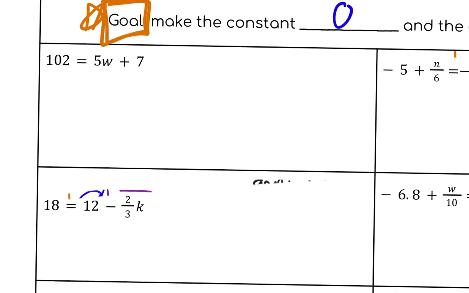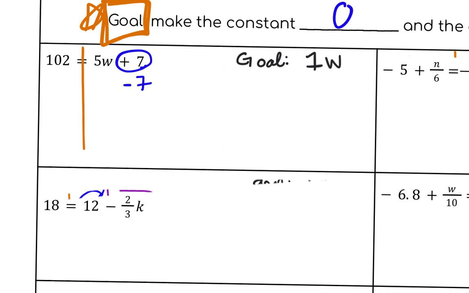So starting with this one, 102 equals 5w plus 7. Our goal is to get a +1w, get the variable on the side by itself, and make it a +1. I put a line through my equal sign to keep it organized. I'm going to circle my constant, which is +7, right? That's the number on the side of the variable that's by itself, doesn't have a variable, okay? To undo the constant, I do the opposite of plus 7, which is minus 7.